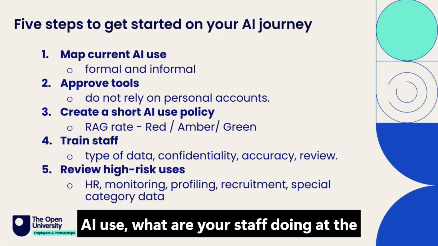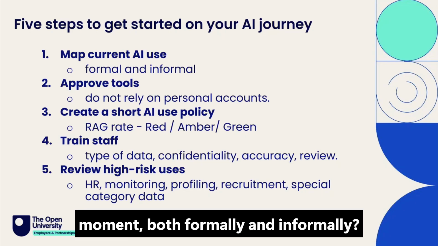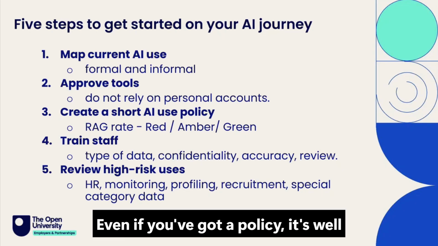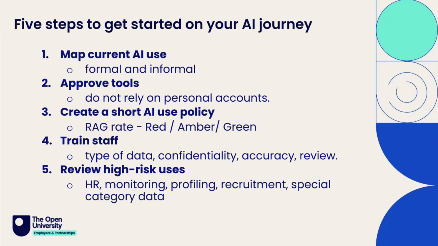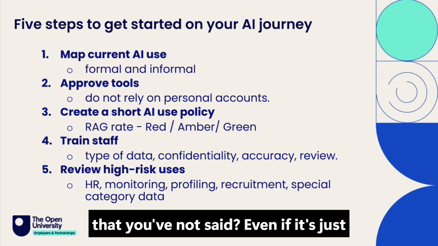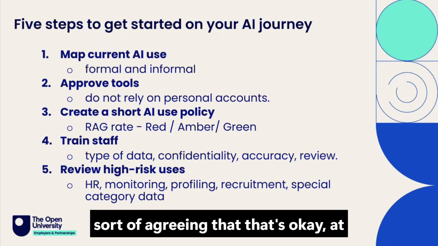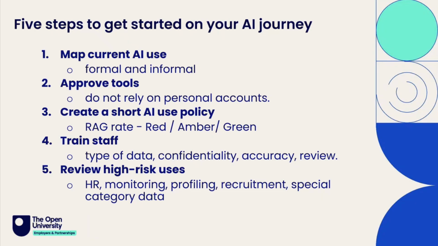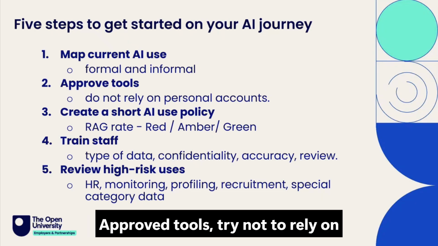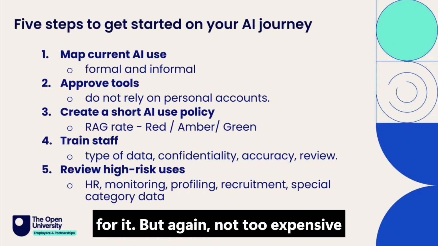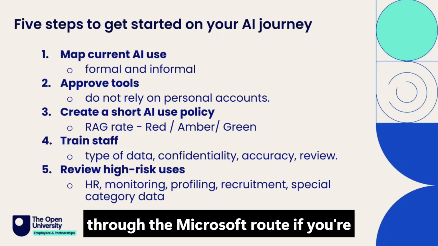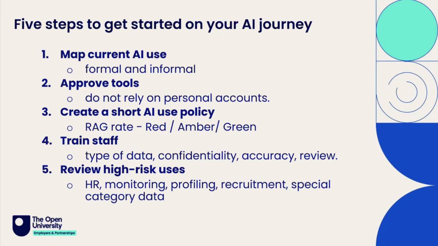Map current AI use. What are your staff doing at the moment, both formally and informally? Even if you've got a policy, it's well worth going around and saying, you know, are you doing something on the side on your phone that you've not said? You know, even if it's just sort of agreeing that that's okay, at least then you know about it. Approved tools. Try not to rely on personal accounts. You might have to pay for it, but again, not too expensive through the Microsoft route if you're already paying for Office.